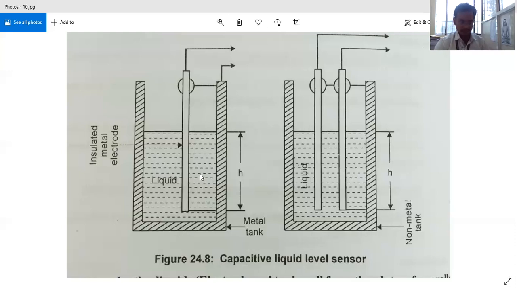Now in the case of conductive liquids, the electrodes and the liquid will form the plates of the parallel plate capacitor.